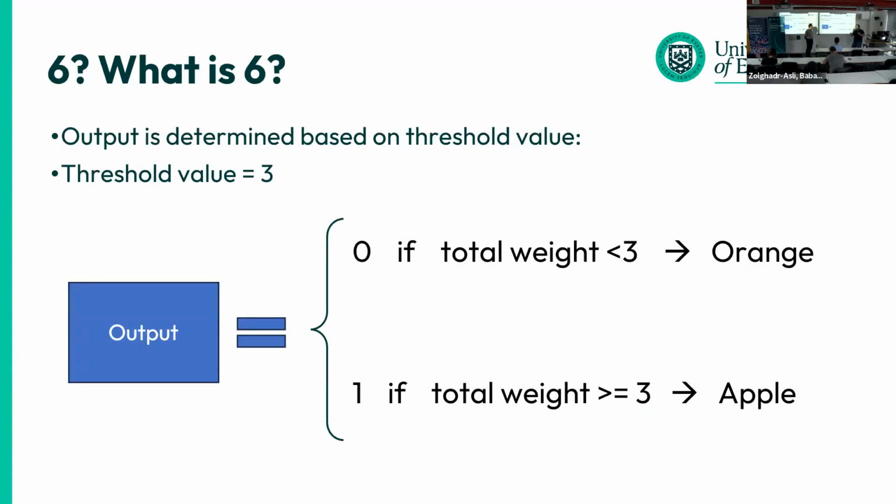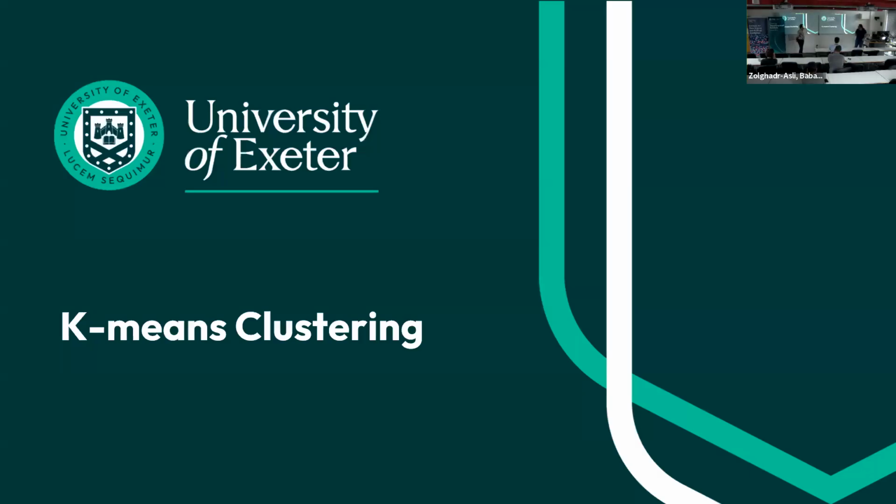I have some classes from before. I said that my outputs are going to be in class 0 and class 1, and there are some rules for class 0 and class 1. Class 0 is determined by the total weight: if it is less than 3, it is orange. So 3 is our threshold. I had a threshold value of 3 to define these two classes. If my total weight is larger than or equal to 3, it is an apple. So my output is going to be apple in this case.